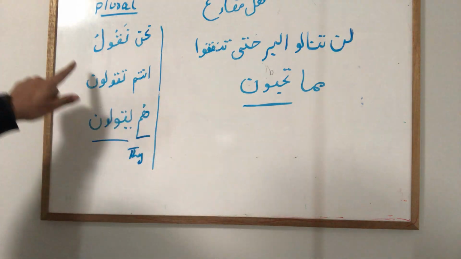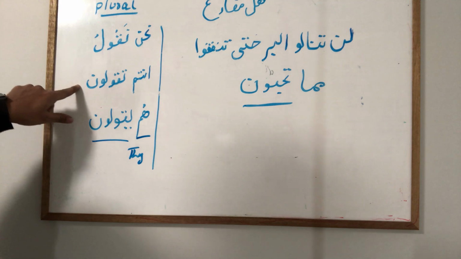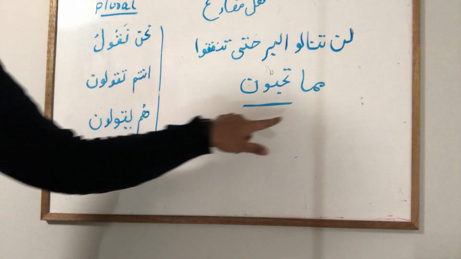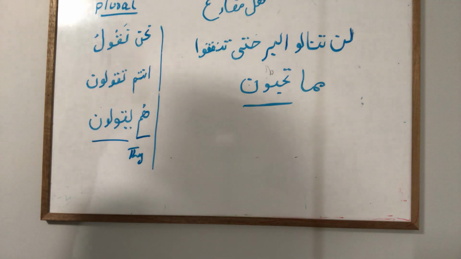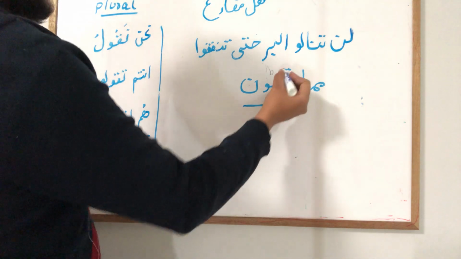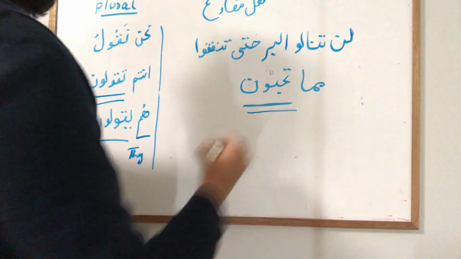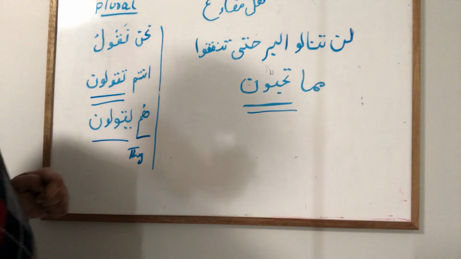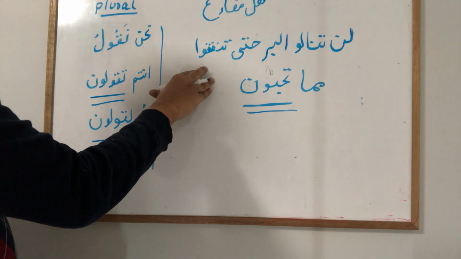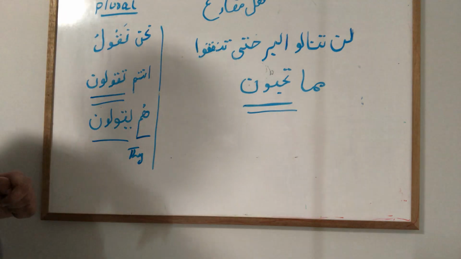Seems like a mold here somewhere. Yeah, it's a mold of antum, taqulun. Tuhibbun. So it is a verb. We know it is a verb, and it is a present tense because it looks like this mold. So: you cannot reach goodness until you spend what you love.